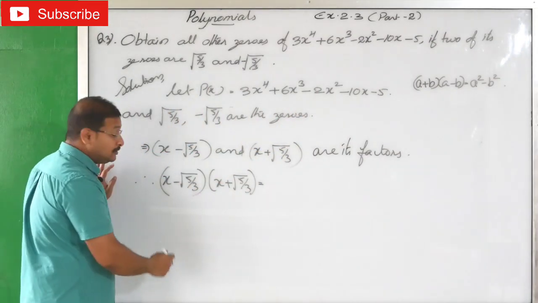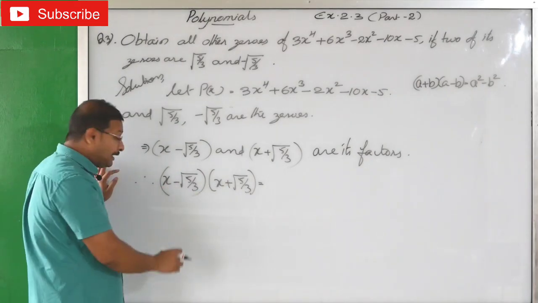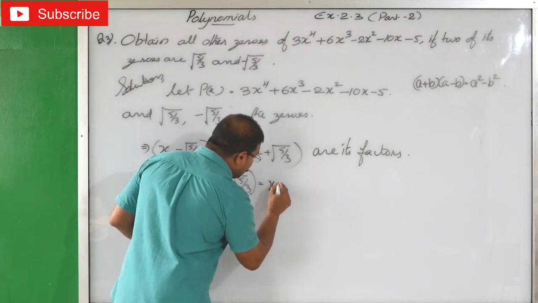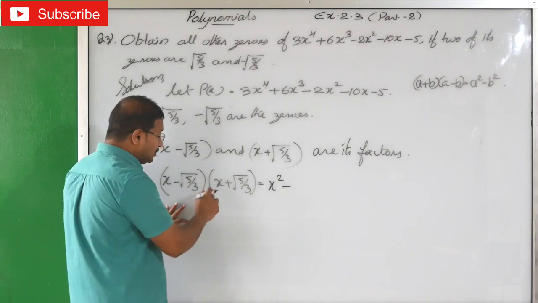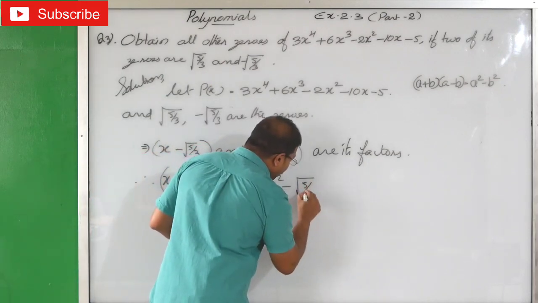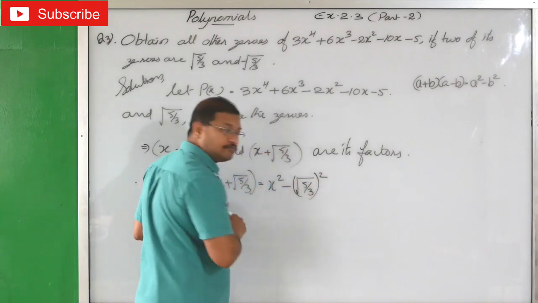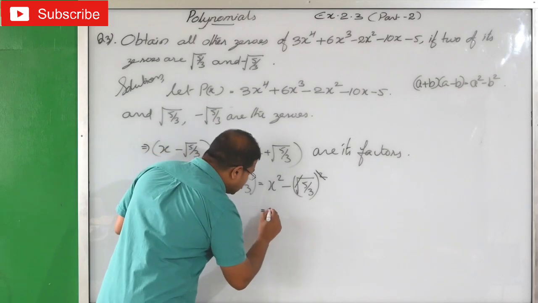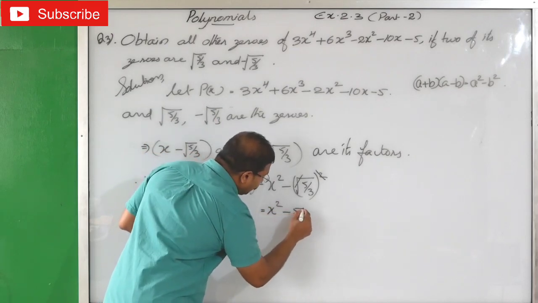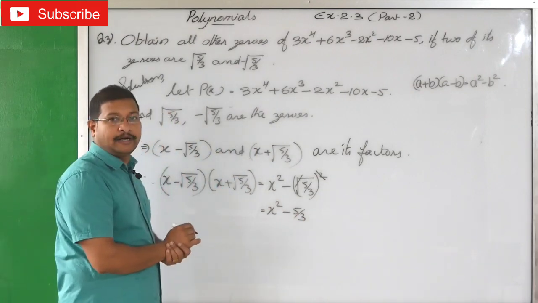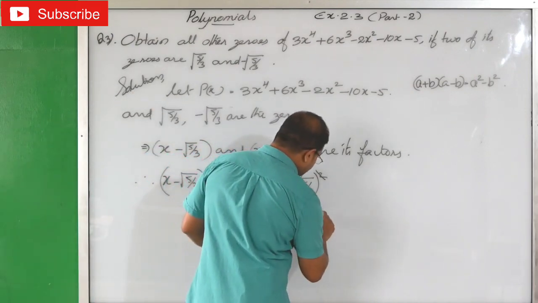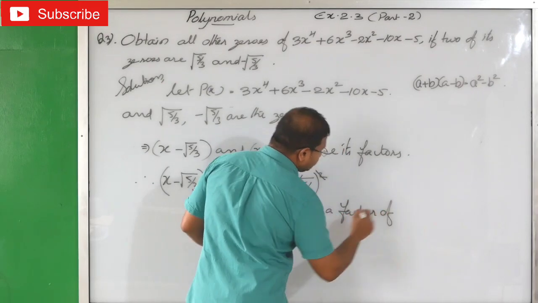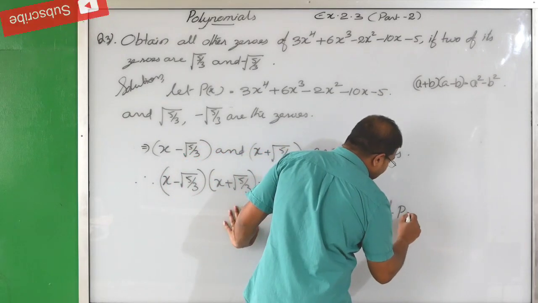That means what you'll write here? A minus b, a plus b. A is x and b is root of 5 by 3. So a square means x square minus b square. B square is the second one. What is that? Root of 5 by 3 the whole square. Square and root will cancel. That means this equals x square minus 5 by 3. Ready? This is a factor of p of x.